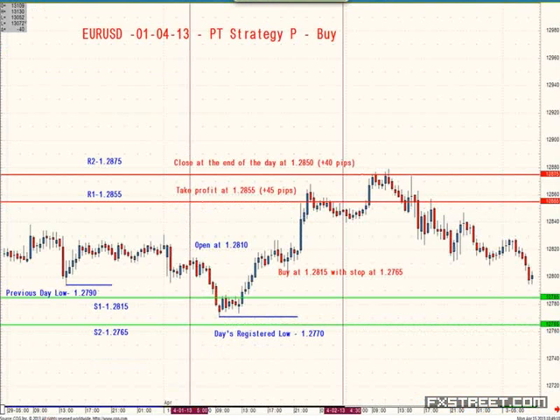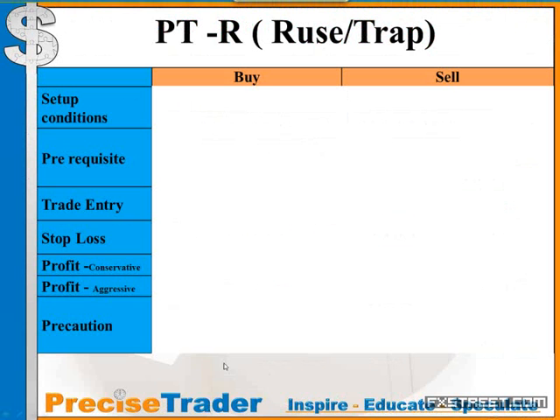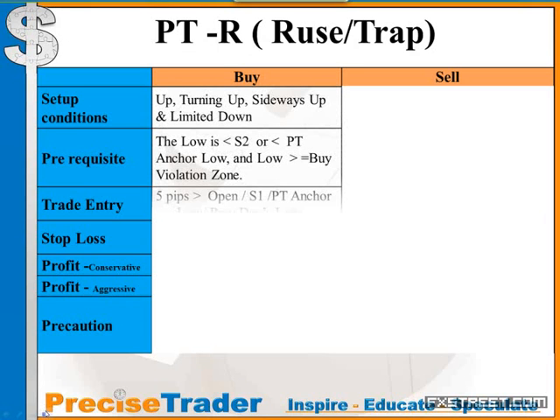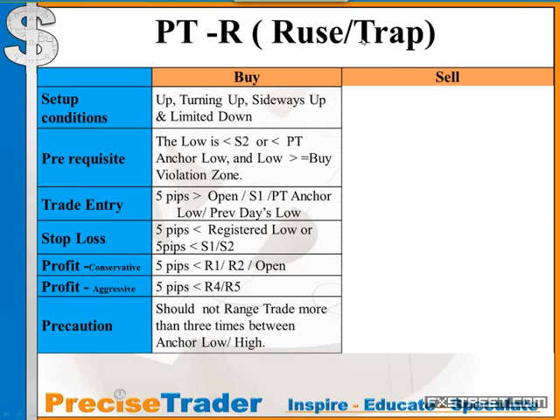Now the next strategy. Are you all comfortable with the first strategy? Now the next strategy we look at is called a PTR, or ruse, or trap. So basically it's a trap. Again, the setup conditions are up, turning up, sideways up, and limited down. Any of these words is still applicable. The prerequisite is the low is less than S2, or less than PT anchor low, and low is greater than or equal to the buy violation zone.